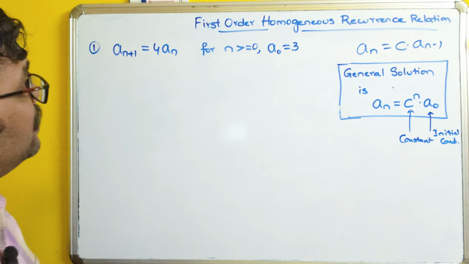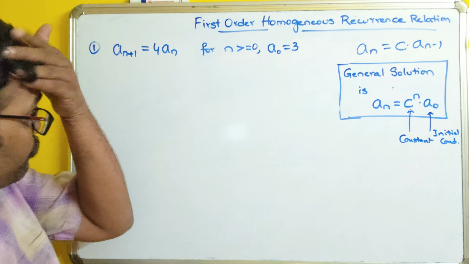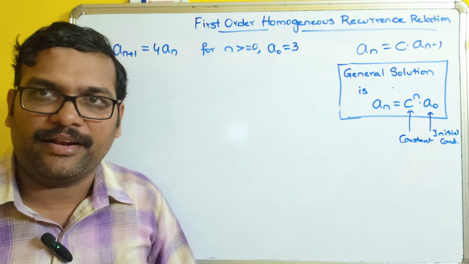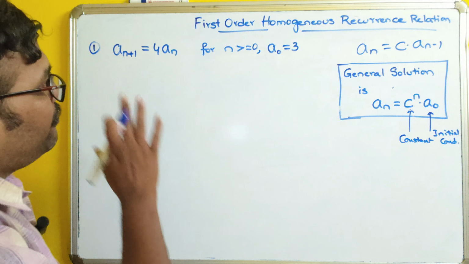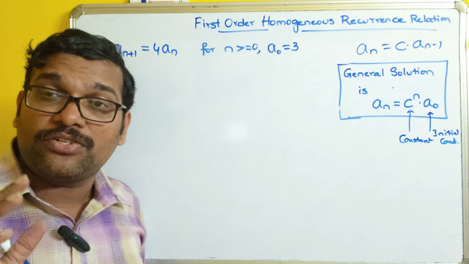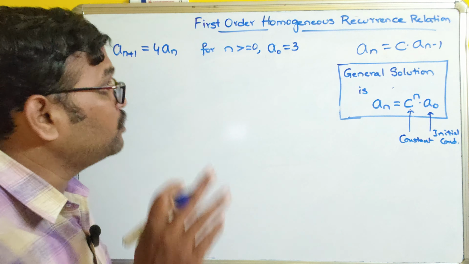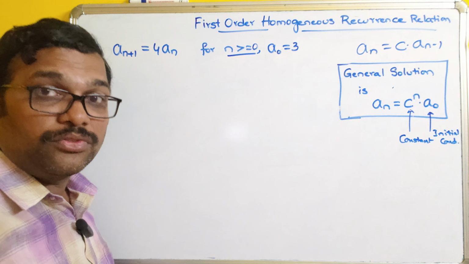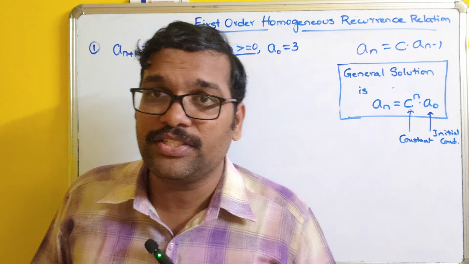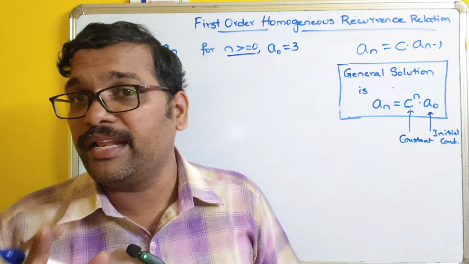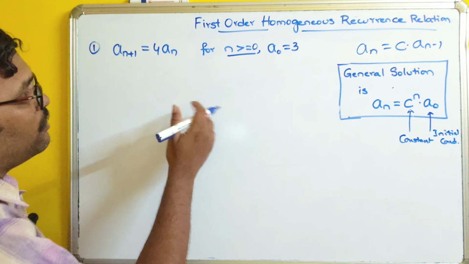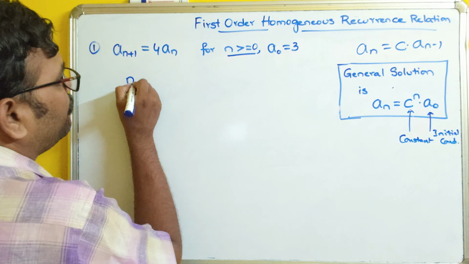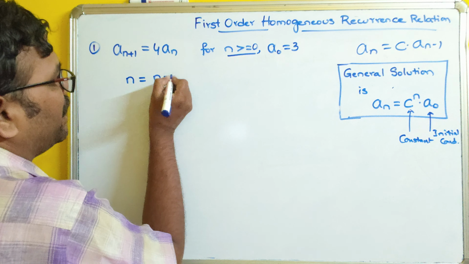So let us solve the third one, that is a_(n+1) is equal to 4a_n. First let us check whether it is a first order recurrence relation or not. This is not first order because n is greater than or equal to 0. For a first order recurrence relation, the n value will always be greater than or equal to 1. So first we need to convert it. In order to convert it, replace n with n minus 1.